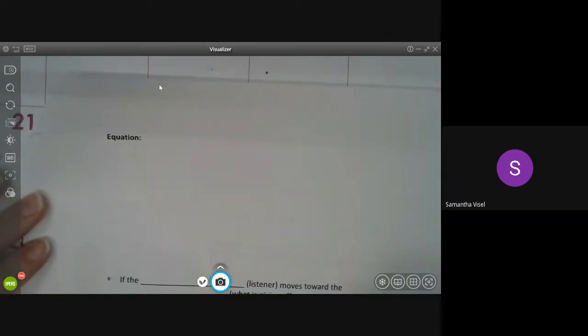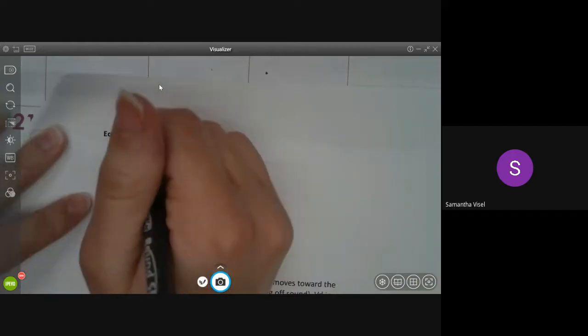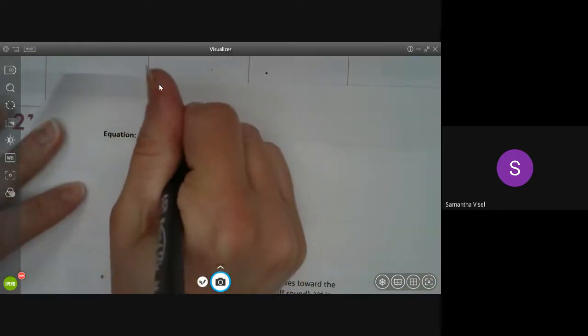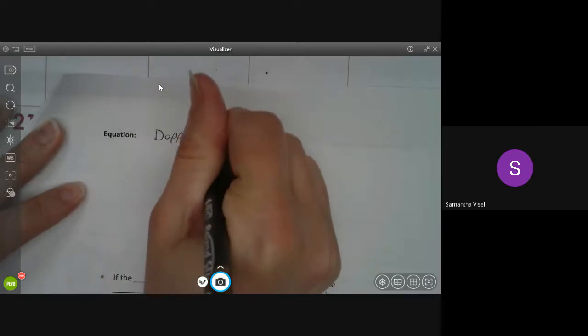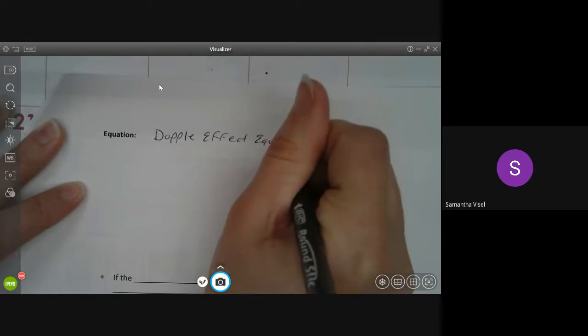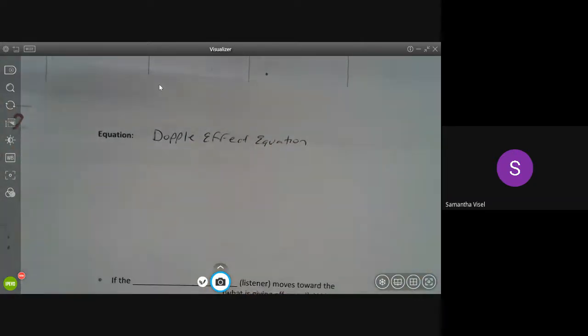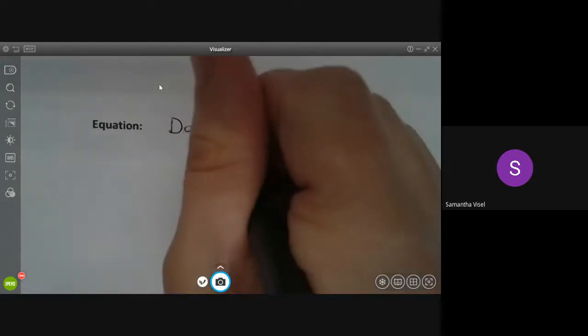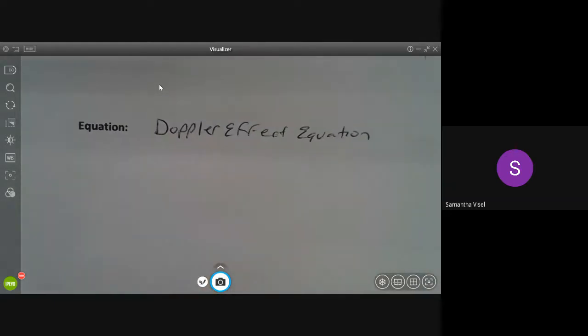Okay, so these notes, again, this second half here, this equation is called the Doppler effect equation.